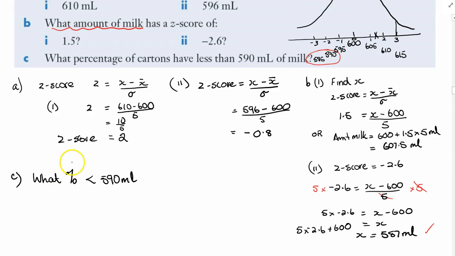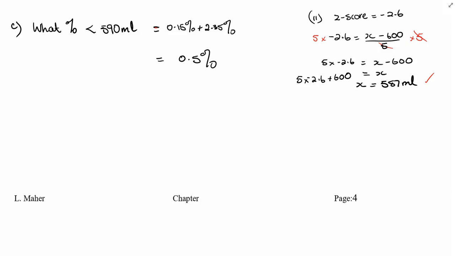Finally, part C is back to the percentage. What percentage of cartons have less than 500 mil? So we're here at 500. So we want to know the individual percentage there, and we add them. So that's our 0.15 and our 2.35, which add to give 0.5.